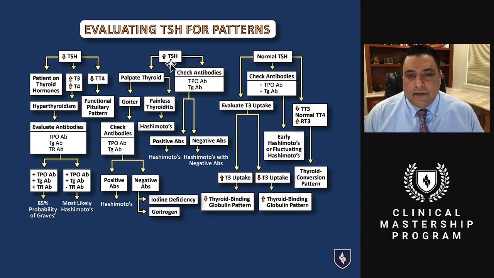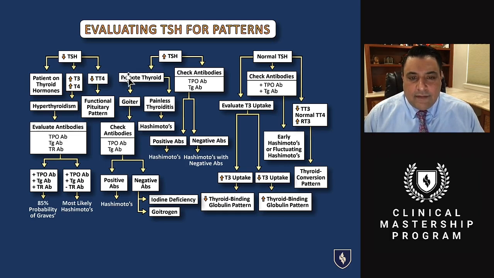Here you see high TSH. If the TSH is high, check to see if they have antibodies. And if the antibodies are positive, it's Hashimoto's. If negative, then it may not be Hashimoto's, but a lot of times, if you repeat the test, it'll show up. These antibodies do fluctuate. If they have high TSH and you palpate and they have a goiter, and there's definitely diffuse enlargement, check the antibodies. The most common cause is still Hashimoto's. And if positive, they have Hashimoto's.